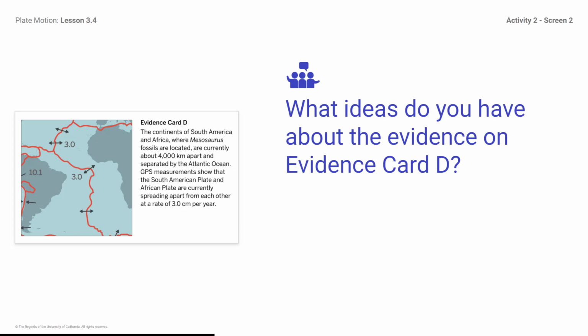What ideas do you have about the evidence on evidence card D? This evidence shows that the plates are currently moving away from each other very slowly and that there was enough time for the fossils to be separated by 4,000 kilometers based on the current rate of plate motion.